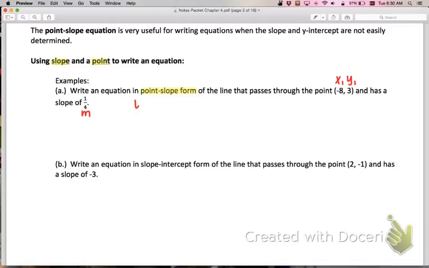So I'm going to take that information and plug it into the point slope formula, which is this. So, like I said, these two don't change. We keep those the same, but everything else we're going to plug in. So looking at what we were given, we have y minus y1, which is 3, equals m, which is 1/4, times x minus -8.